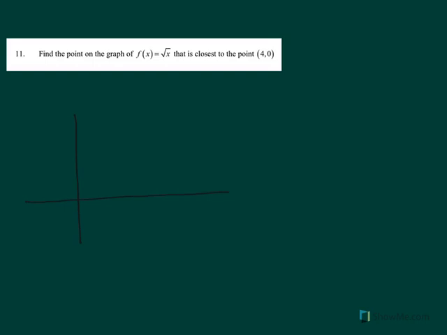So let's go ahead and sketch a picture. So we have a square root function. And we have a point 4, 0. And they want us to minimize the distance from this point 4, 0 to the curve. So we're going to go straight up, or we're going to go to the left, to the right. So if we wanted to find the distance to the curve, x, y, they want us to minimize that point.